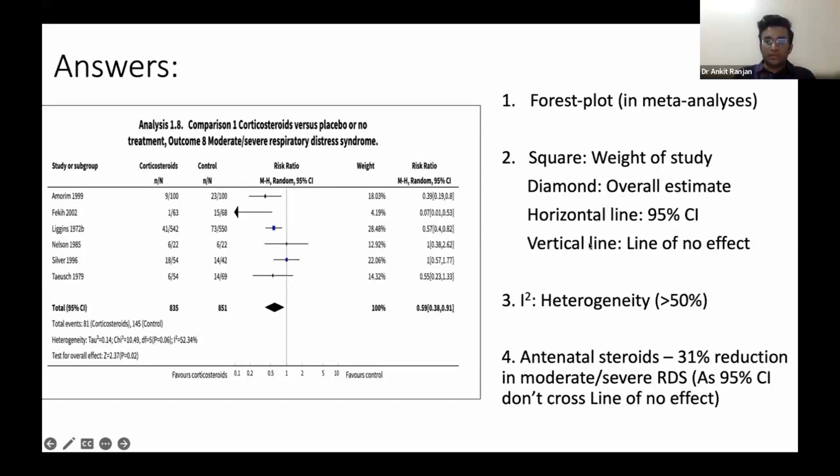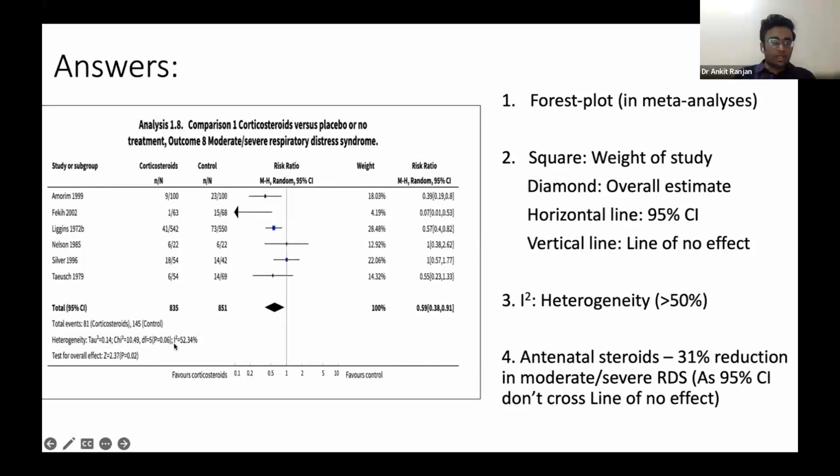Okay. So if you look at the horizontal lines, which are extending from the square, these are the 95% confidence interval. Similarly, if you look at this diamond, the left and the right tip of the diamond is indicating the 95% confidence interval in this case.